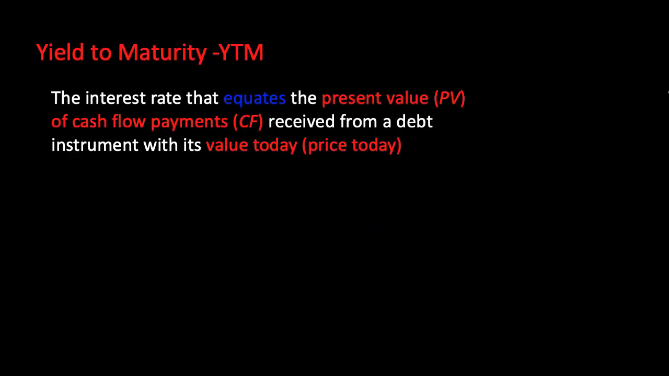Next, let's define yield to maturity. Yield to maturity is the interest rate that equates the present value of your cash flow, or the income stream that you're receiving from that instrument, to the price of that asset today. So in our earlier example, we had a cash flow of CF and we had discounted it over 1 year. Now the interest rate at which this present value equals the price, that will be your yield to maturity or the internal rate of return.